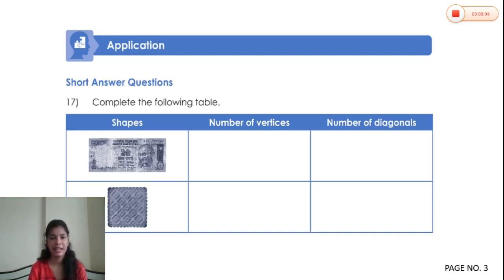So in a rectangle, how many vertices are there? 4. Very good. And diagonals? 2. This object is in square shape. So in a square, how many vertices are there? Yes, 4. And diagonals? 2. Clear, students? Now move to another question.